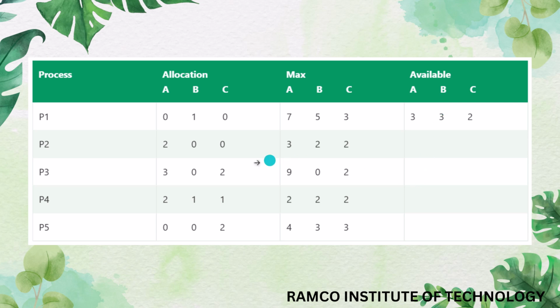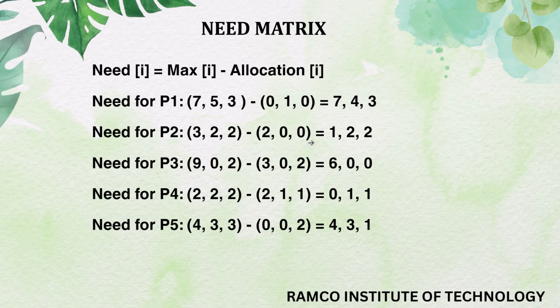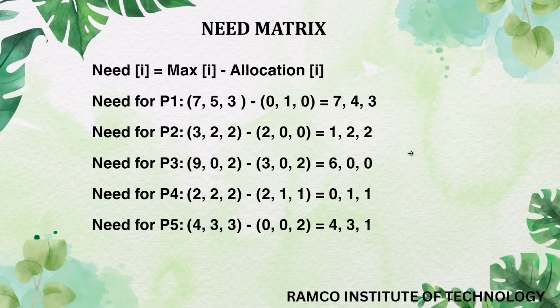So from this initial information, we are going to apply the Banker's algorithm in order to check whether the system is safe or not. So first step, we need to find out the need matrix. In order to find out the need matrix, we have one formula: need of I is equal to maximum of I minus allocation of I. So here for the process P1, we need to find out the need.